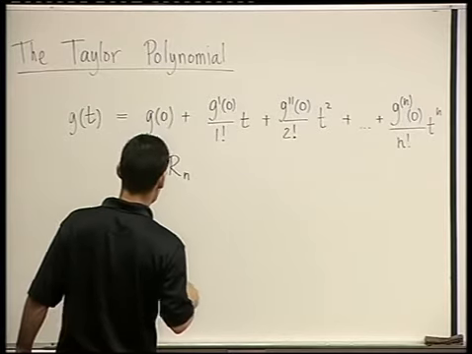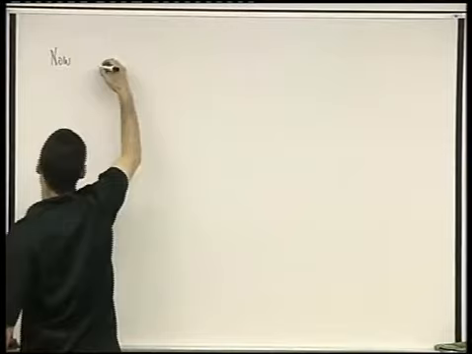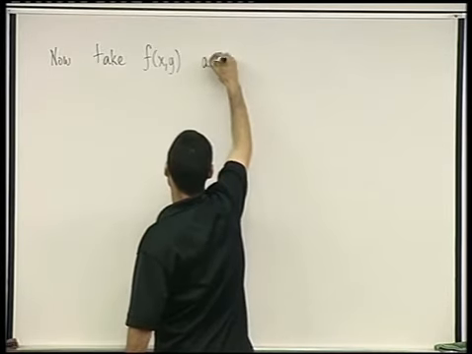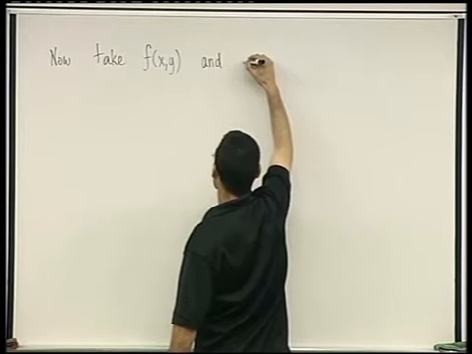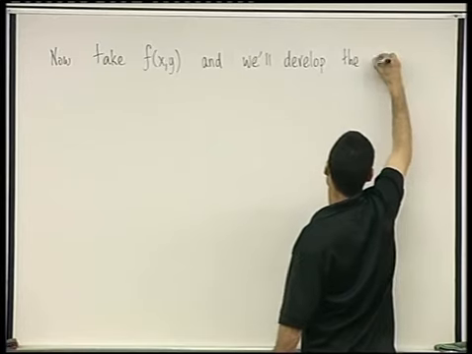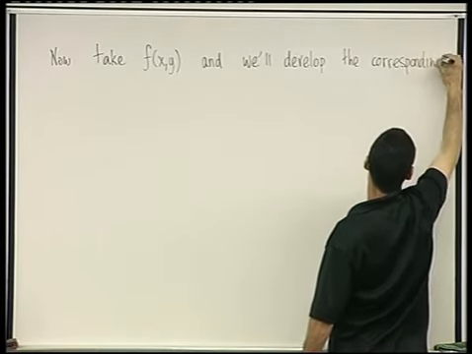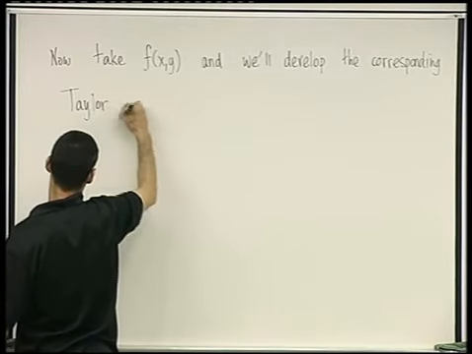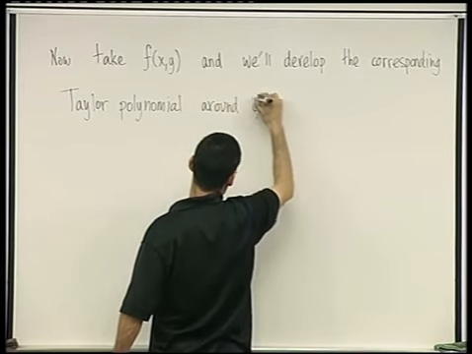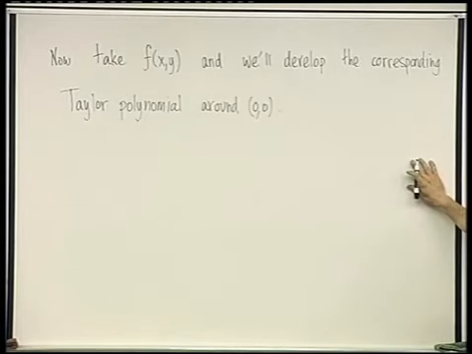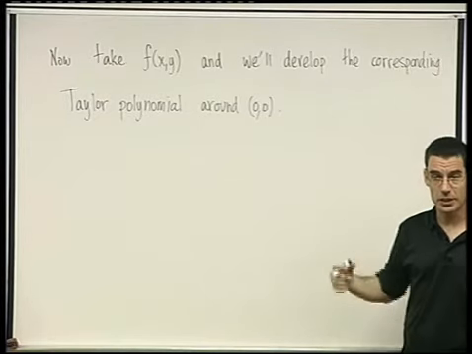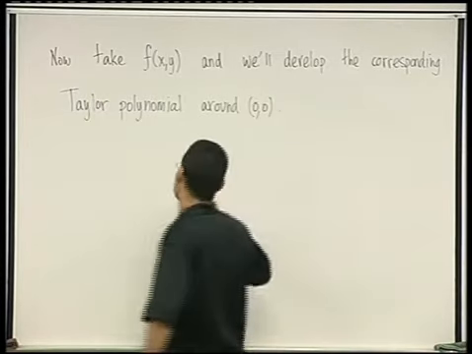So now what we want to do is take a function in two variables, f of x, y, and we will develop the corresponding Taylor polynomial around 0, 0. Afterwards I'll tell you how to write it for a general point (a, b). There's nothing special about 0. It just makes all the calculations easier to see. Not easy to calculate, easy to see.